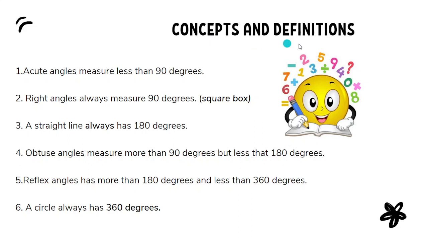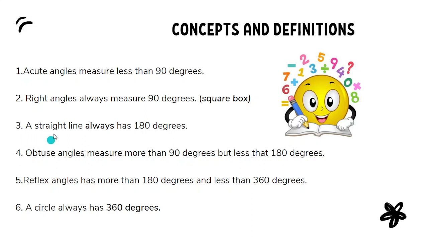So these are the concepts and definitions. So you are welcome to write this down as notes in your book. Let me just read it one more time. So number one, acute angles measure less than 90 degrees. Okay. Right angles always measure 90 degrees. And they are seen by the square box. Sometimes the square is shaded, sometimes it's not shaded. Once you see a square box there, it's a perfect corner, it's a perfect 90 degrees.